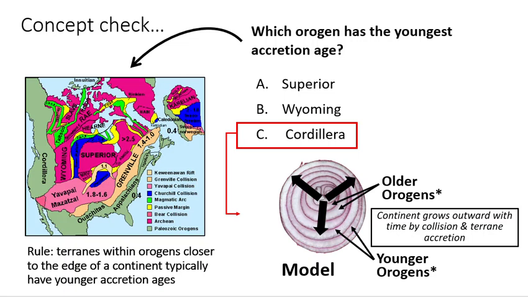It's a massive continental mountain belt that formed within the last couple of 100 million years along the western edge of the North American continent. So between the Superior, Wyoming, and Cordillera origins, just from their relative positions, we know that the Cordillera origin would have the youngest accretion age. It's composed of material that was most recently laterally smushed onto the growing edge of the North American continent. We know that because the Cordillera origin is closest to the edge of the continent. That's how we know it has the youngest accretion age.